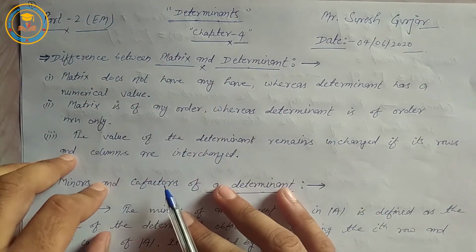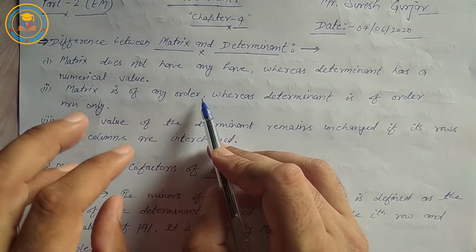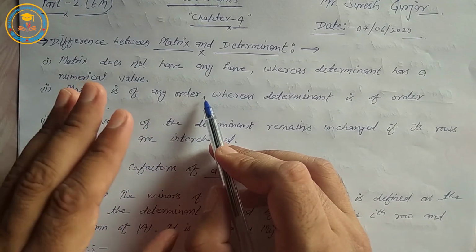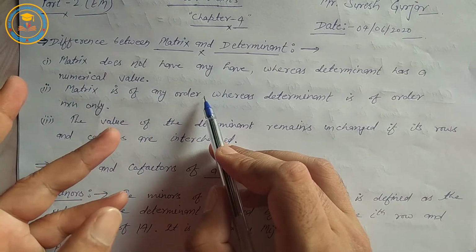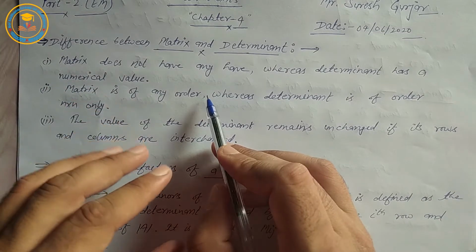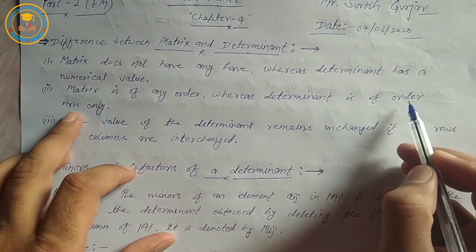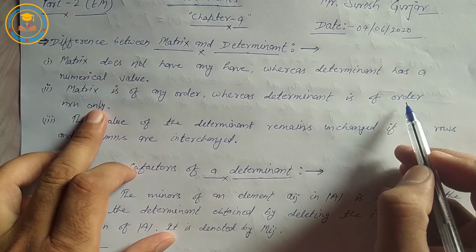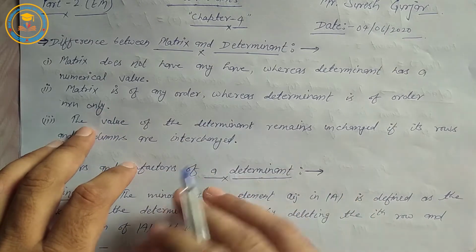Second point, matrix is of any order. It means 1 by 2, 2 by 3, 3 by 2, 4 by 1, 5 by 1, 1 by 5. Whereas determinants is of order n by n only. It means 2 by 2, 3 by 3.